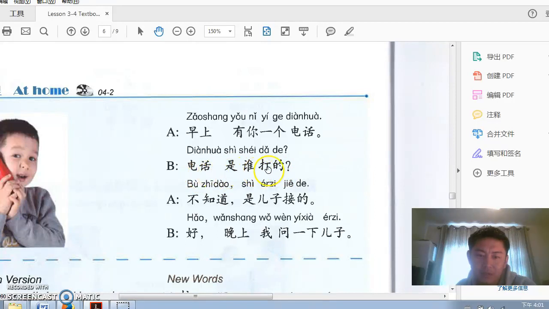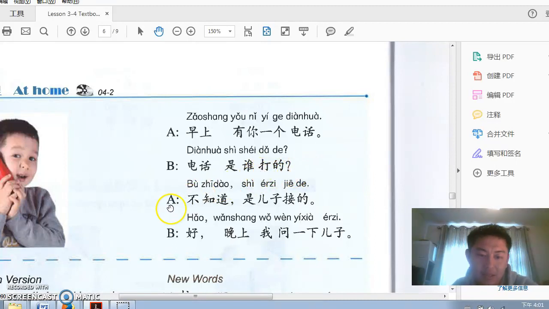Telephone. 打 is to hit, but also to make a phone call because you hit the keys to make a phone call. Telephone is who hit the 电话, right? So 电话是谁打的电话? The phone call is who calls phone call. What kind of phone call is this? Is it who calls phone call, right? So who call 回答 is here to describe the phone call.